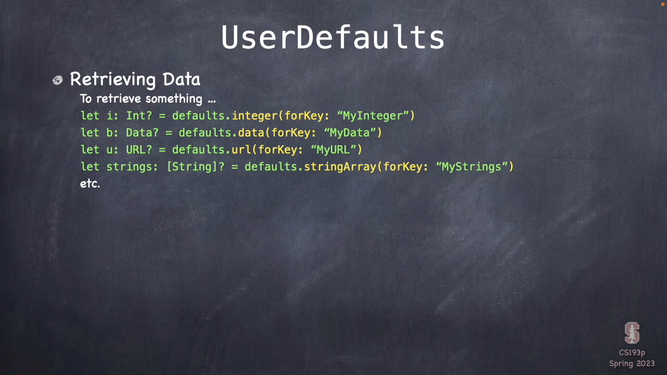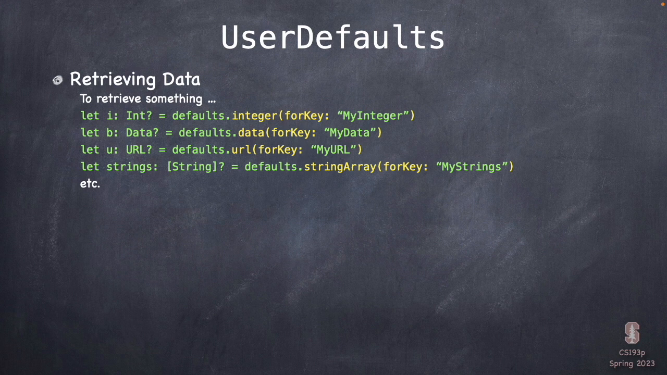Now, of course, maybe you set it as one thing and you tried to get it as something else, and this is going to fail. That's why all of these, you see, return optionals. Because either you never set something there or you set something of a different type, and when you try to get it, you can't do it, so it returns nil.